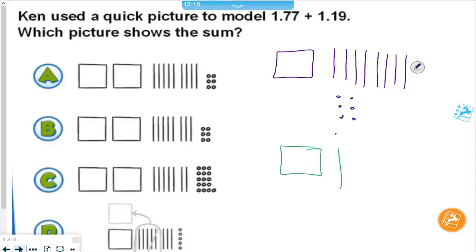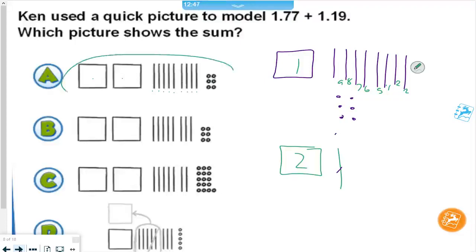So now let's check our tenths. I have 1, 2, 3, 4, 5, 6, 7, 8, 9. So I have 9, and I have 2 right here. 1, 2. So that one's still good. 1, 2, 3, 4, 5, 6, 7, 8, 9. 1, 2, 3, 4, 5, 6.